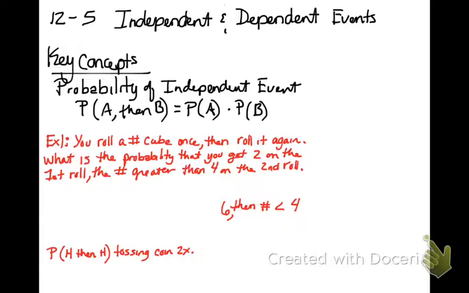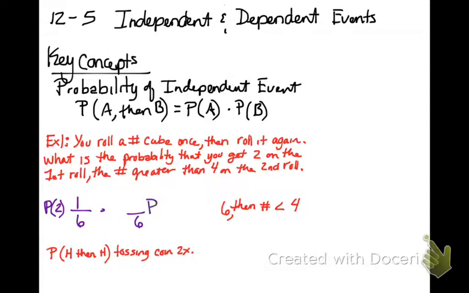So, you roll a number cube. Immediately I know a number cube has 6 numbers on it, so 6 will always be at the bottom. You're going to roll it twice, so I'm going to have 2 fractions that have 6. First of all, you have the probability that you get a 2 on the first roll. Well, there's only one 2 on a number cube, so it's going to be 1/6.